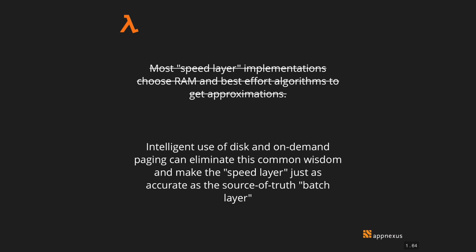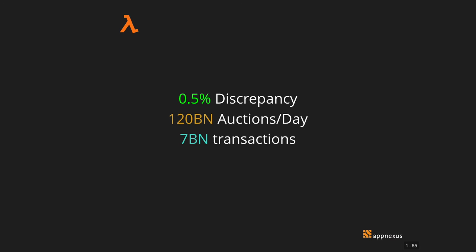So I asked this question at the beginning. Most speed layer implementations choose RAM and best effort algorithms to get approximations because it's really hard to do stream processing. And I'm saying that's not true. It can be just as accurate if you use the disk intelligently, use on-demand paging, and write some fast code to process all this stuff. And it's easy. And I'm here to report that I have failed so far to make it entirely accurate.